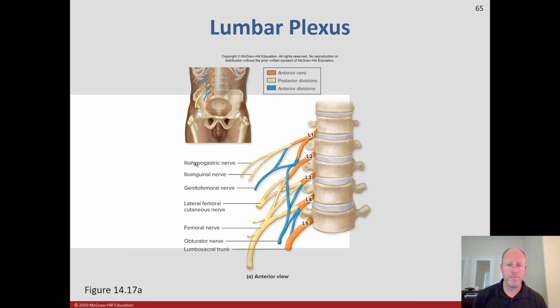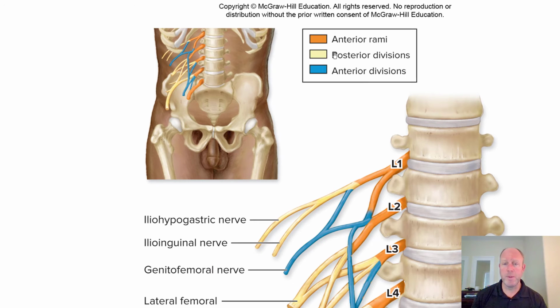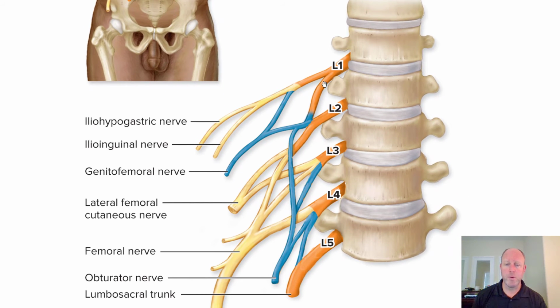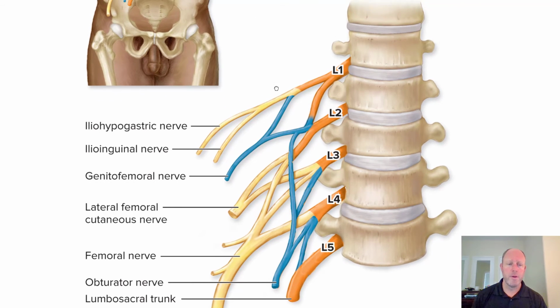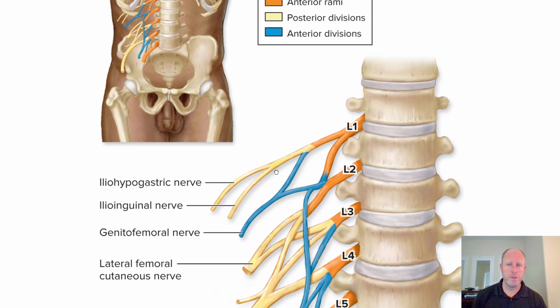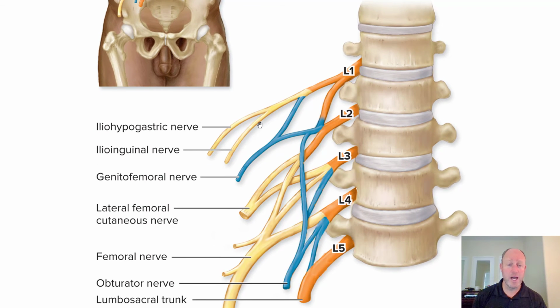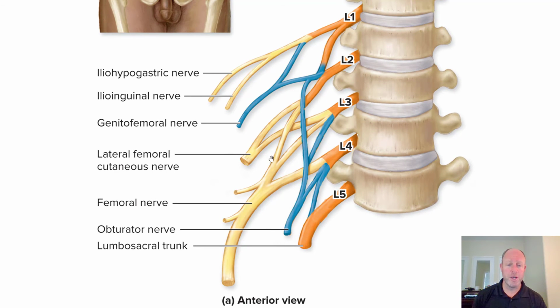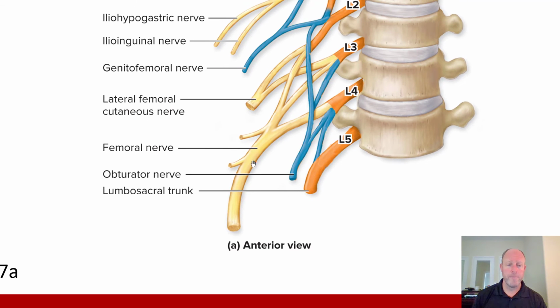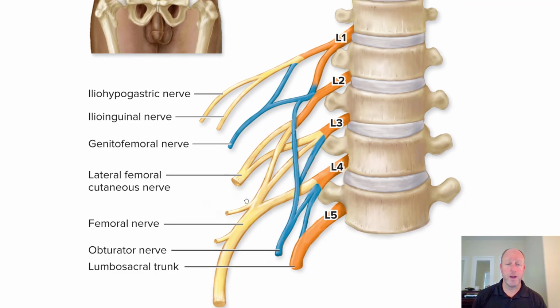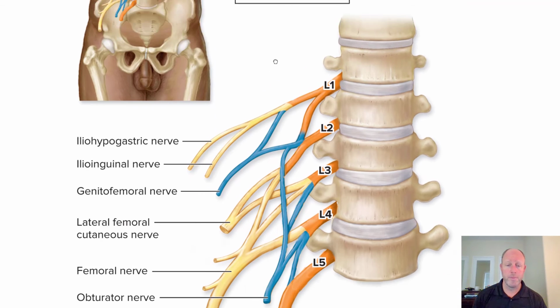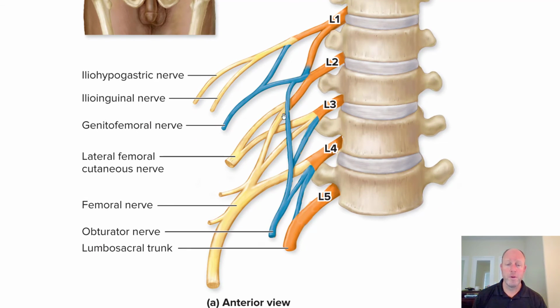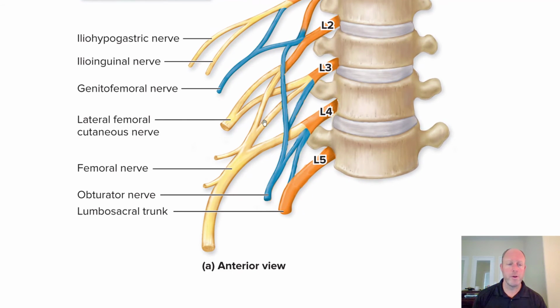So here we have our lumbar plexus. Orange being our anterior rami, our posterior divisions here in kind of a cream color, and anterior divisions in blue. So we have our rami, which are L1, 2, 3, 4, and 5. Then we have showing our posterior divisions here of our iliohypogastric nerve, our ilioinguinal nerve, our lateral femoral cutaneous nerve, our femoral nerve, and those are all our posterior divisions. And our anterior divisions, right? We have our genitofemoral nerve, and we have our obturator nerve. Those are two that are shown for our anterior.